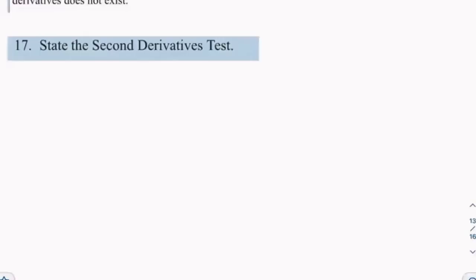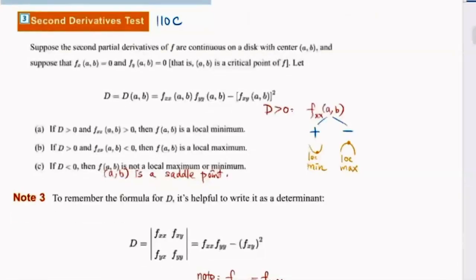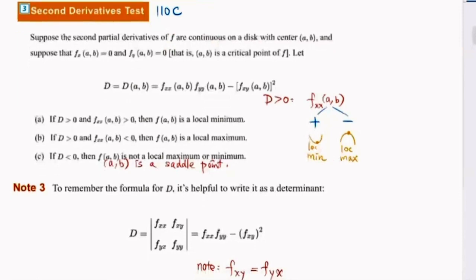State the second derivative test. Suppose the second partial derivatives of the function are continuous on a disk with center (a, b), and suppose that the partial derivatives at (a, b) are all equal to 0, which means that (a, b) is a critical point of the function. And we're going to let D be defined this way.